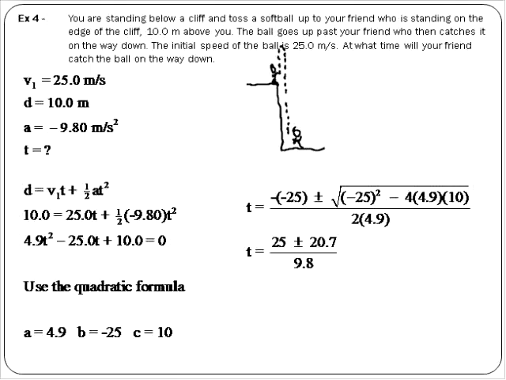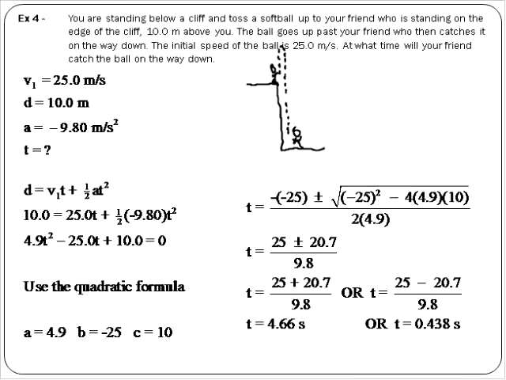I do what's underneath the square root sign first, then take the square root, and I get 25 plus or minus 20.7 all over 9.8. Now again, remember there's two ways to do that. One of them is the plus, the other is the minus. The plus gives us this answer, positive 4.66, and the minus also gives us a positive answer. So this one is a little bit tricky, isn't it? We've got two positive answers, so we've got to figure out which one is the right one.